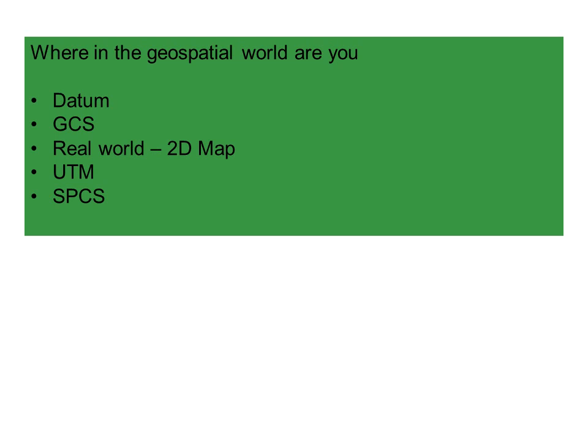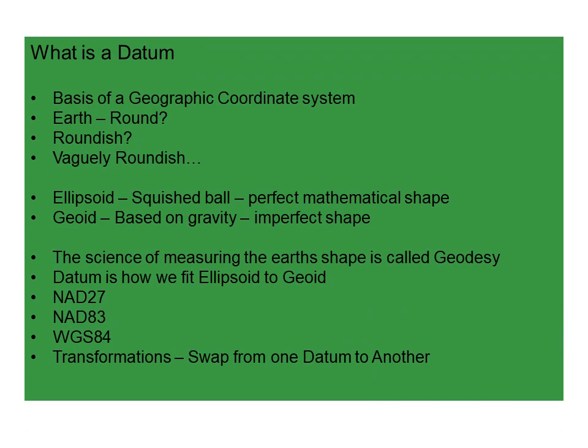So, when you think about GIS or geospatial information, one of the things that comes up is, where in the world are you? And it turns out it's not as easy a question to answer as you might think. To figure that out, you have to understand coordinate systems and how they work, and that involves a lot of things like datums and GCSs and 2D maps and other things. So let's talk about datums.